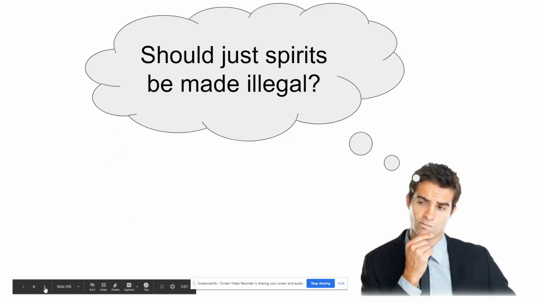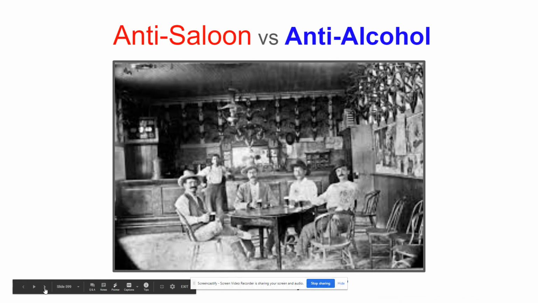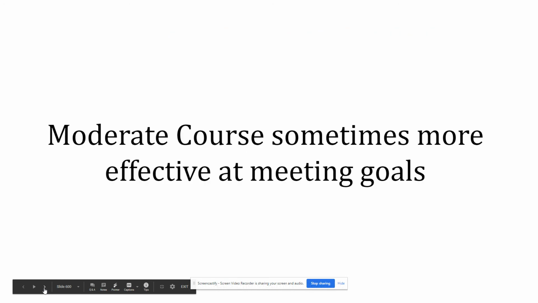Limit it. We could have just got rid of spirits, those really high percentage alcohol things like whiskey, because those do the most damage. Beer doesn't get people as drunk as fast, things like that. We could have got rid of the saloons instead of just banning all alcohol, and then people could have drank at home and not surrounded by other people to get all riled up. That could have got rid of some of the debauchery and terribleness. All of those courses, the moderate course sometimes is more effective at meeting goals.